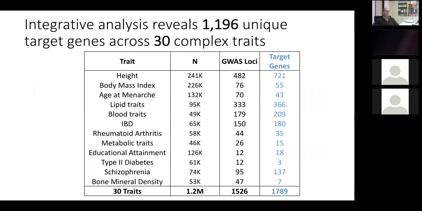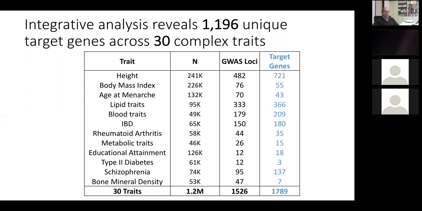Okay, so what did we find? In total, we identified 1,196 unique target genes across all traits and tissues. So in height, for example, we found over 700 target genes alone. Of course, this isn't completely surprising given our understanding of how polygenic height is, but we still find it interesting nonetheless.